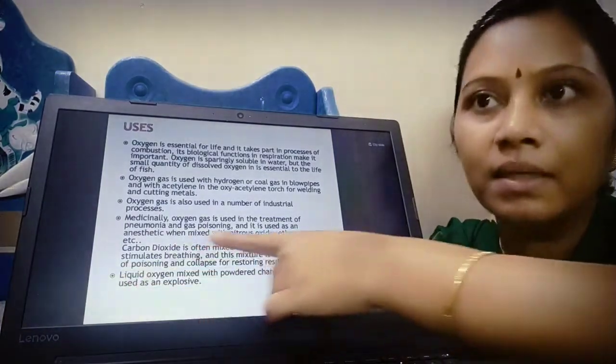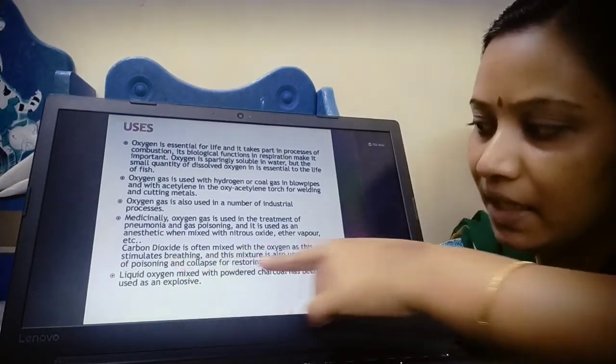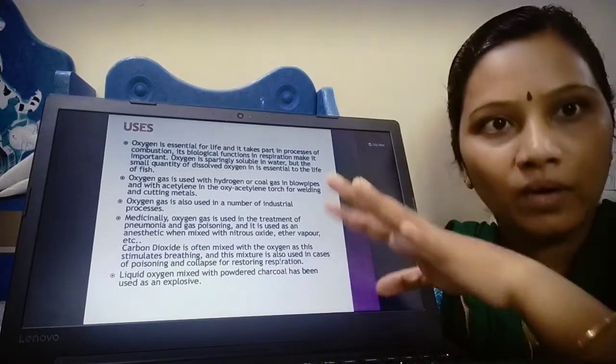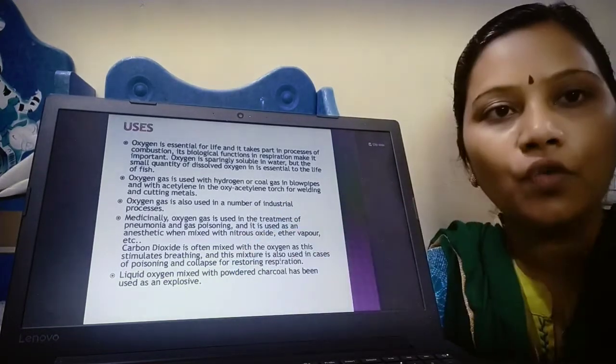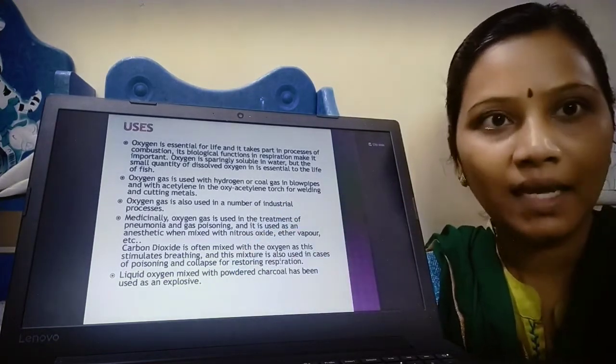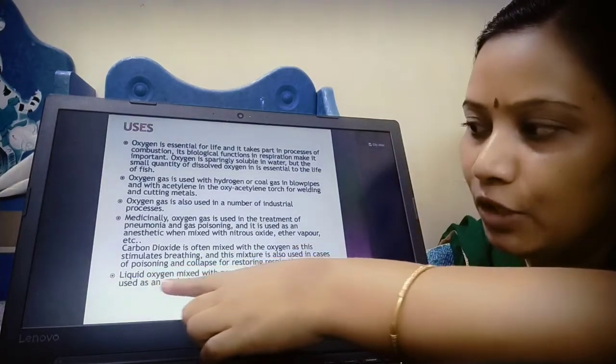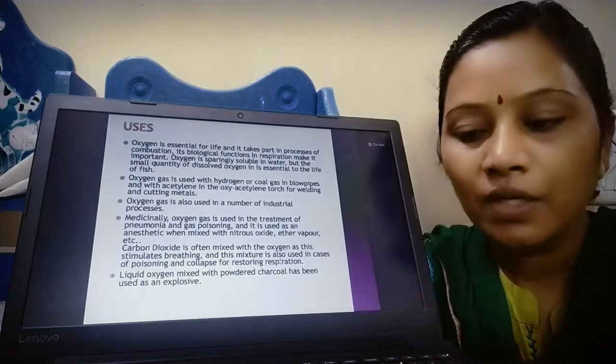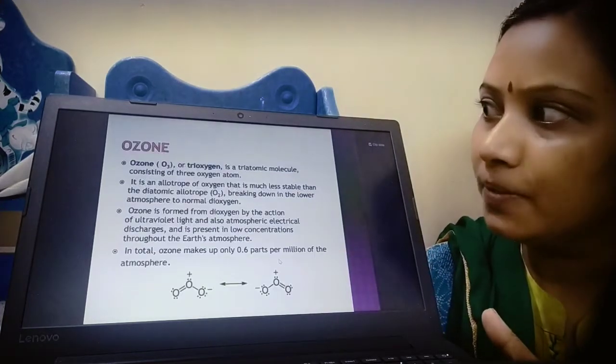Carbon dioxide mixed with oxygen stimulates breathing, and this mixture can also be used in case of poisoning and collapse, where this therapy is used for restoring respiration, oxygen along with carbon dioxide. And when you mix liquid oxygen with charcoal, that is used as an explosive. So these are the uses of oxygen.